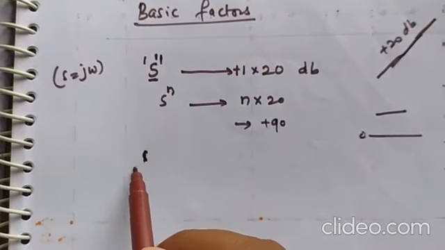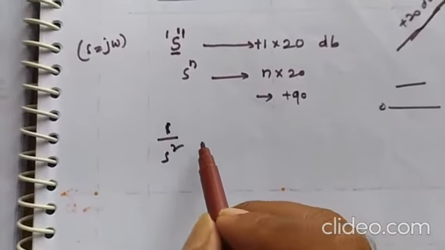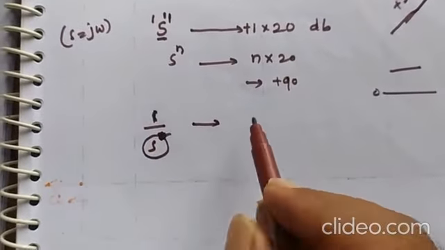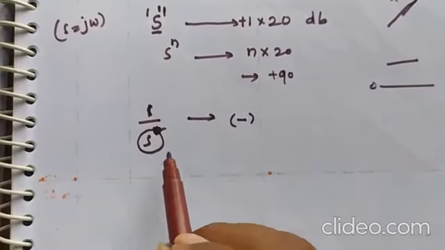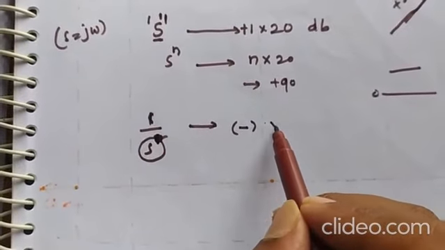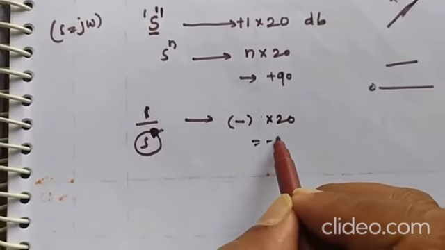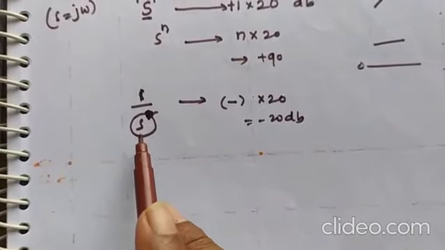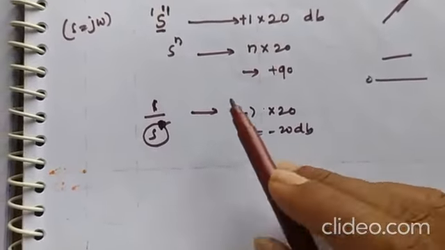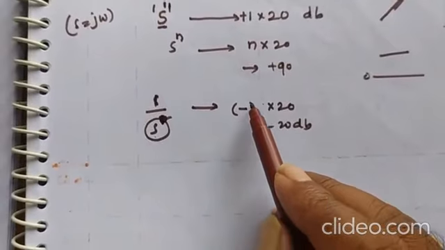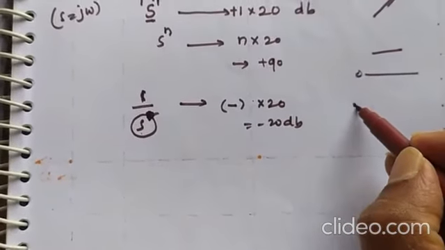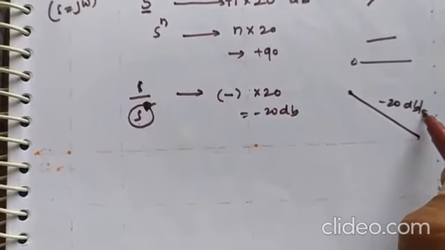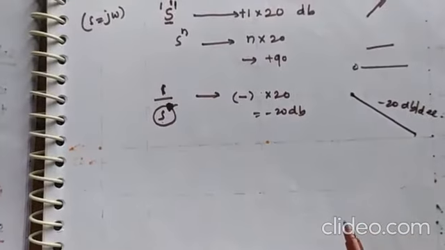Okay, suppose 1 upon S square is the integral factor, and 1 upon S is the first one. This is in the denominator, so it should always be taken as negative. The power is 1, so it is simply multiplied with 20 dB. It is minus 20 dB. It is the integral factor, 1 upon S, in the denominator, so it is negative. The slope should be on the negative side. So 20 dB, you have to write it. The change in the slope is dB per decade. It is minus 20 dB.